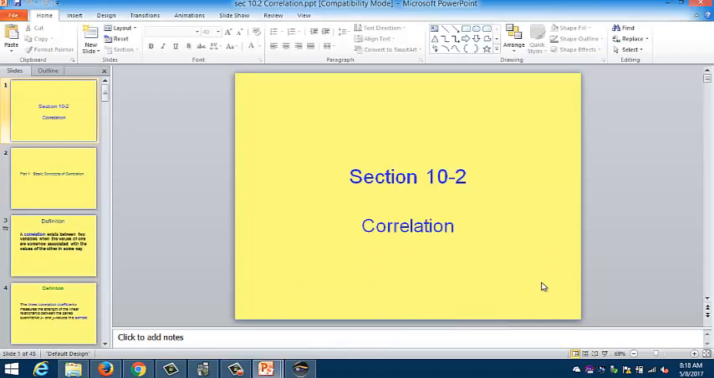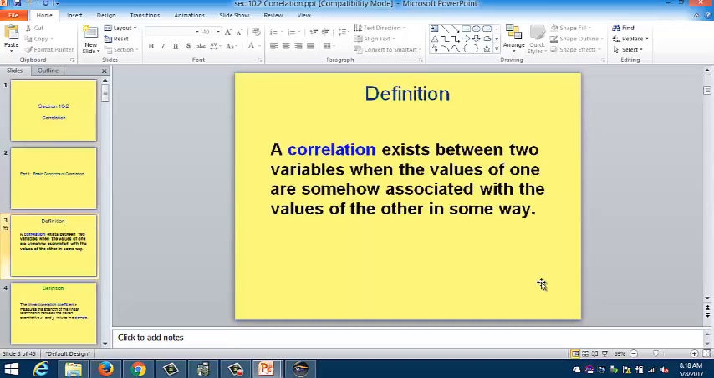So, again, I like to teach these 2 sections together. Correlation is the first. So what are the basic concepts? You're going to have 2 variables. I'll usually use x and y because when you took algebra, that's probably what you did. But a correlation exists between 2 variables when the values of one are somehow associated with the values of the other in some way.